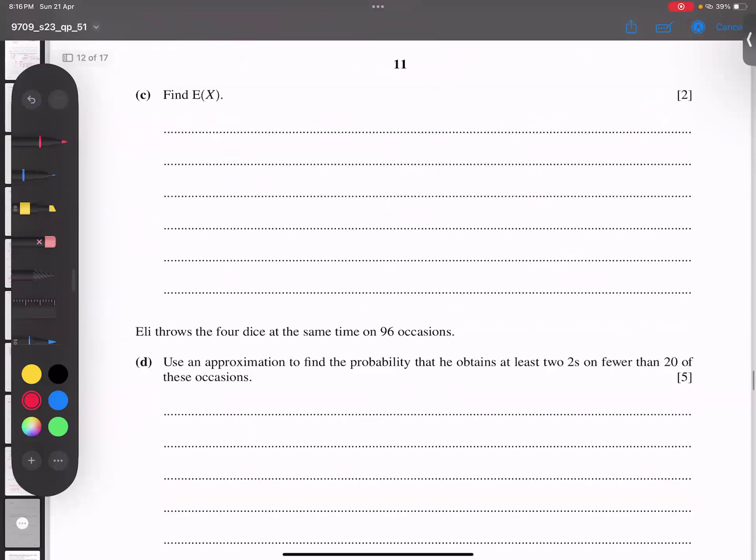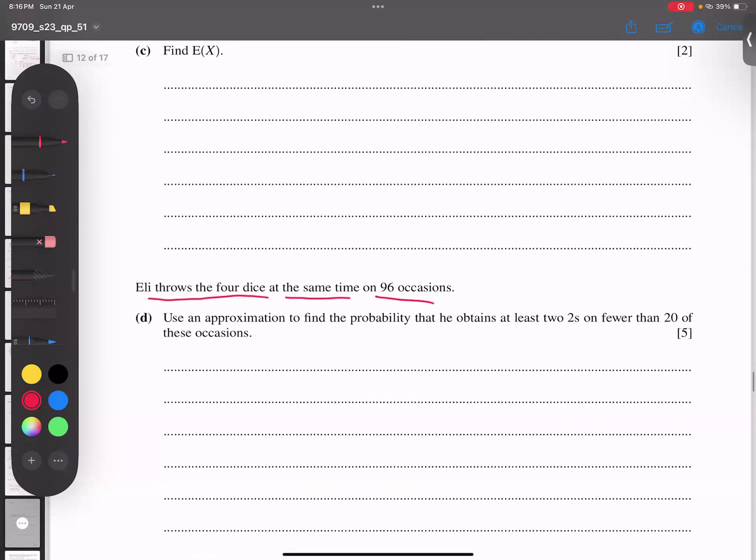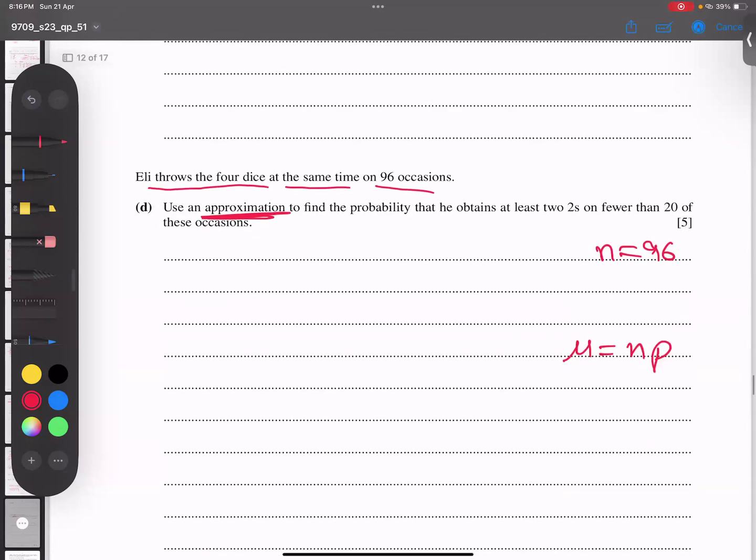Okay, so let's go for the next part. What is it asking for? It's asking: Ali throws 4 dice at the same time on 96 occasions. Okay, fine. So 96 means 96 attempts. Use approximation. When it's given, we find a new mean, mu, with the np formula, and the deviation with the npq formula.